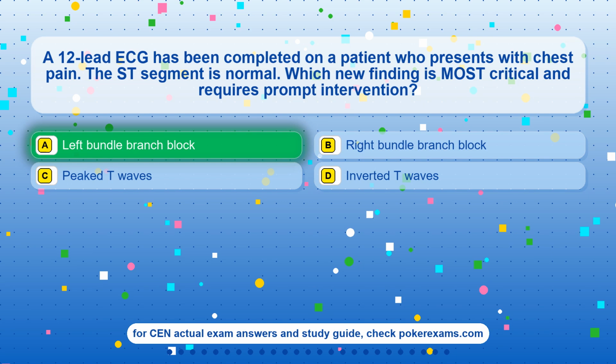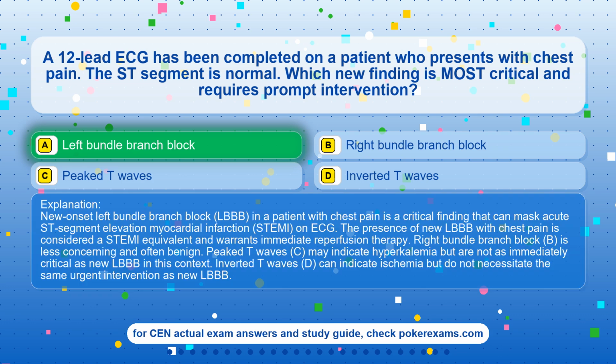The correct answer is option A, left bundle branch block. New onset left bundle branch block, LBBB, in a patient with chest pain is a critical finding that can mask acute ST-segment elevation myocardial infarction, STEMI, on ECG. The presence of new LBBB with chest pain is considered a STEMI equivalent and warrants immediate reperfusion therapy.